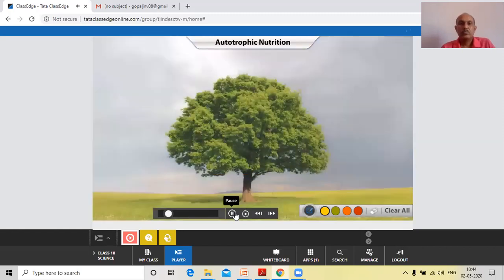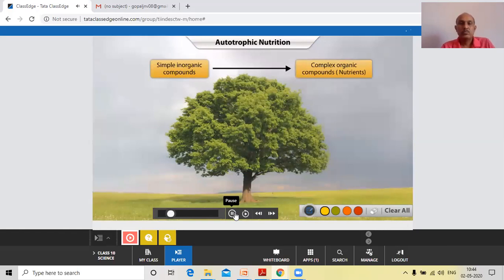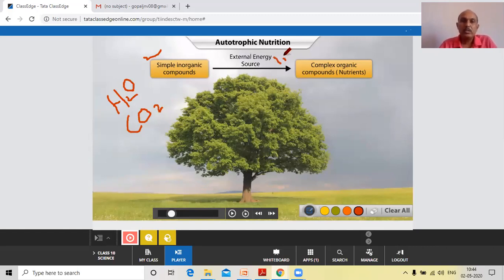Autotrophs use simple inorganic compounds to synthesize their nutrients, which are complex organic compounds. To do so, the autotrophs require an external source of energy. Here, the plants will take simple inorganic substances. These inorganic substances may be water, which they take from the soil, or carbon dioxide, which they take from the air. And as the external source of energy, generally they use light, and convert them into complex organic nutrients.